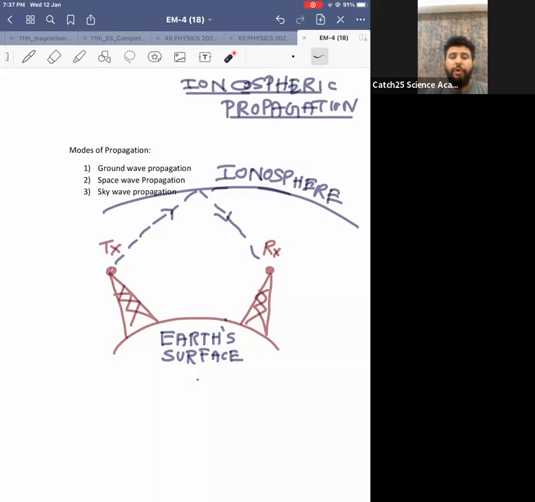So please remember the alternate names. That is why it is called sky wave. Don't think of space as outer space. Space is free space. For the ionosphere, sky is the limit, the highest limit is sky. That is why it is called ionospheric. Space wave means free space.